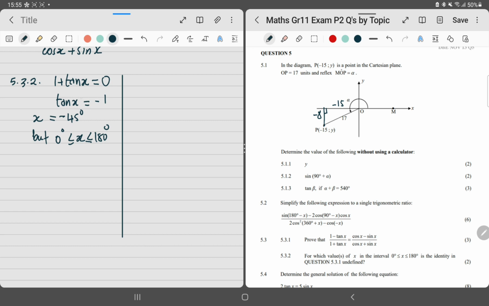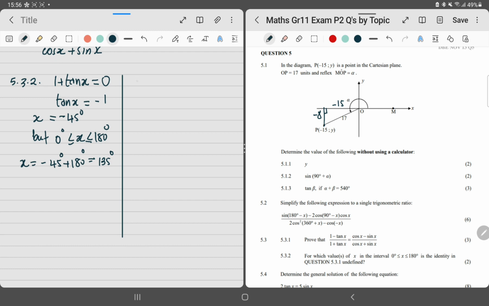The period of a tan graph is 180 degrees. So if I want to know the point at which tan of x is going to be equal to negative 1 again, I just need to add 180 on top of what I've already gotten. So x is equal to negative 45 degrees plus 180, so I'm going to get 135 degrees. This is going to be the x value.